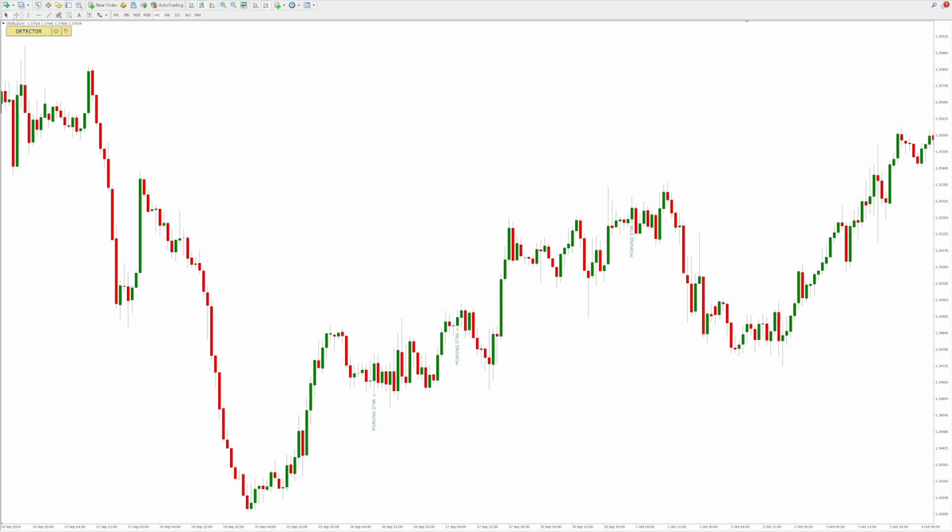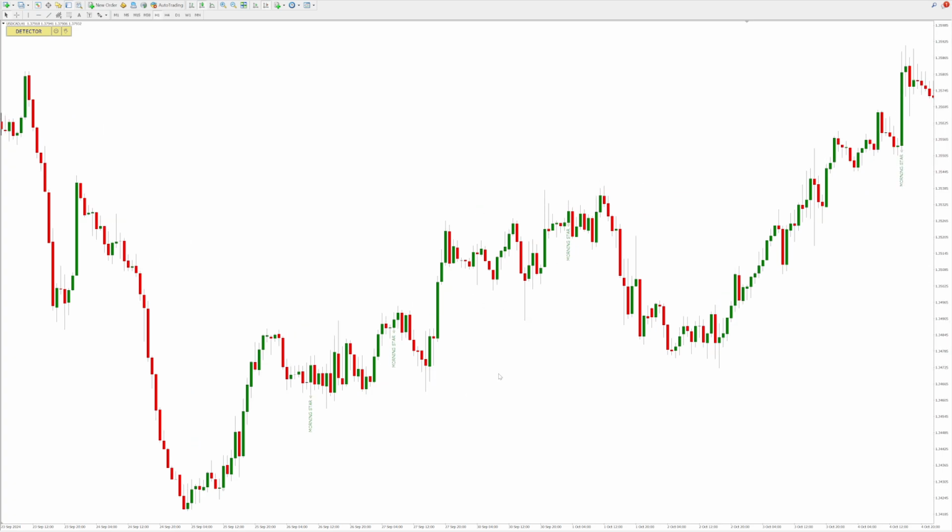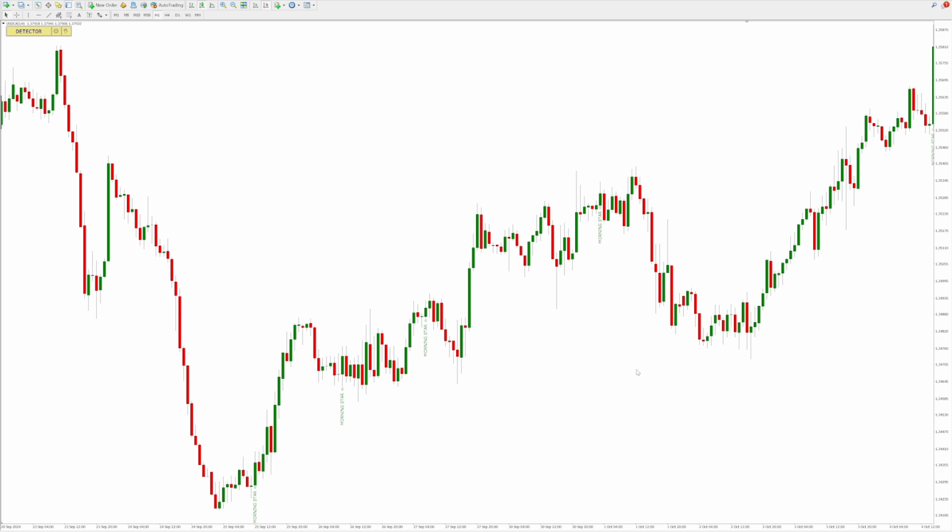This is a 1 hour US dollar Canadian dollar chart. You can actually find the candlestick pattern on any chart time frame. I prefer to use the 1 hour charts and above just because I find the signal is more reliable. That applies to all candlestick patterns and technical indicators. Generally speaking, the more data that is included within them, the more reliable the signals are from my experience.